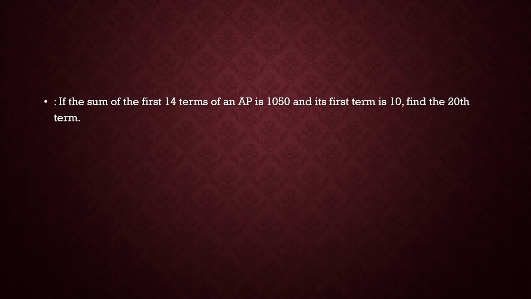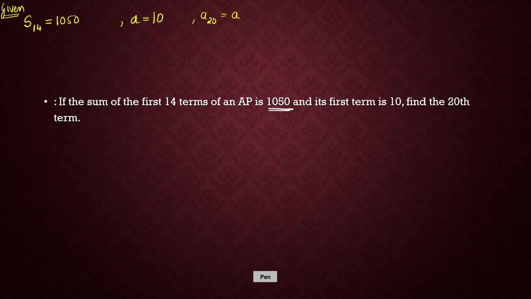Now let's move on to the next problem. The sum of first 14 terms of an AP is 1050. So what they have given us here is the sum of first 14 terms. S14 is given to you as how much? 1050. And its first term is 10. So they have given us the value of a, that is equal to 10. Find the 20th term. They have asked us to find a20. What is a20? In other form, it can be written as a plus 19d.